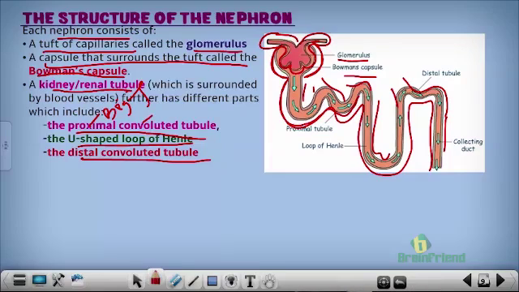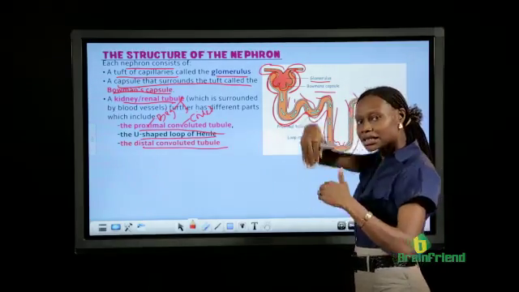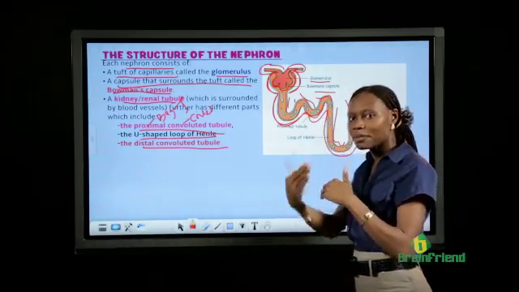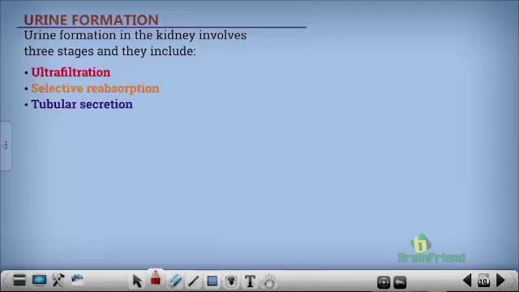By convoluted, we mean something that is kind of coiled. So this tubule, we see, is not a straight tube. It has some coils and bends and folds. Down here, this U-shaped part is known as the loop of Henle. This other part that is towards the end of the tube is known as the distal convoluted tubule.